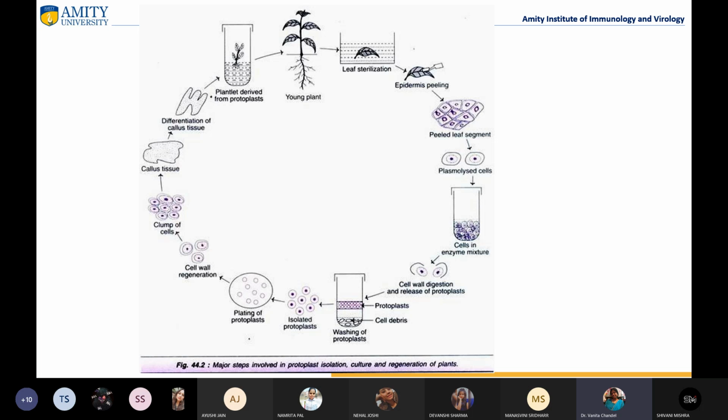Then the isolated protoplasts are plated, cell wall regeneration takes place, and then callus forms, which leads to whole plant regeneration. So if there's a question like "discuss in detail how protoplasts are isolated and cultured and how plants are regenerated," this figure is sufficient to explain the steps. Just that you might need to add what kind of enzymes or what kind of method we are using for isolation or fusion also.